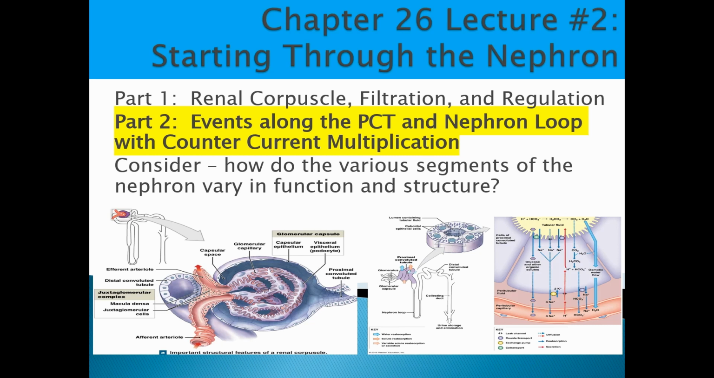We'll talk a little bit about countercurrent multiplication, which occurs at the nephron loop. It's a concept that students are expected to know, but again, I don't test too heavily on it. It's really a complicated concept, so I tend to keep the test questions kind of basic there.